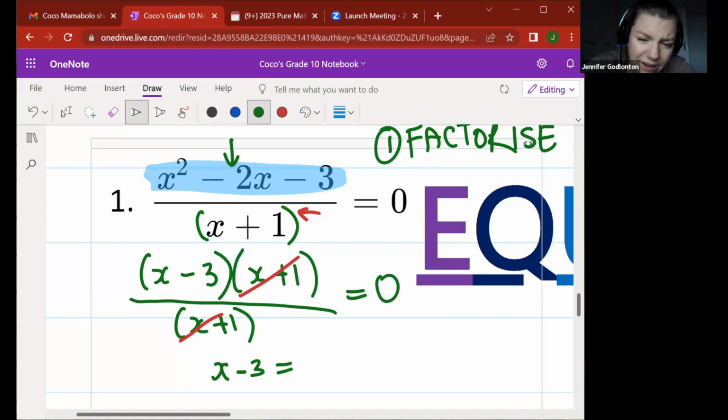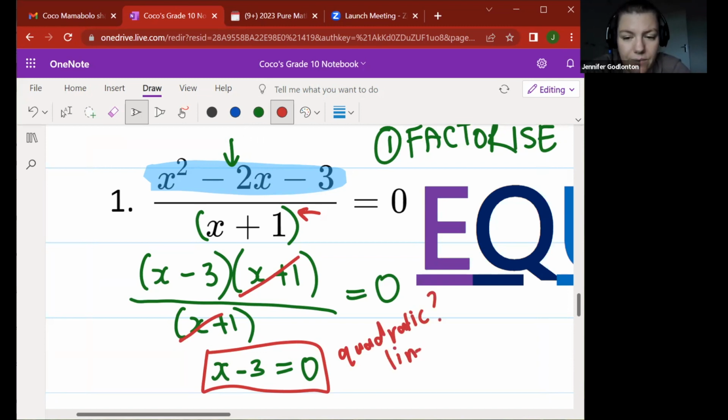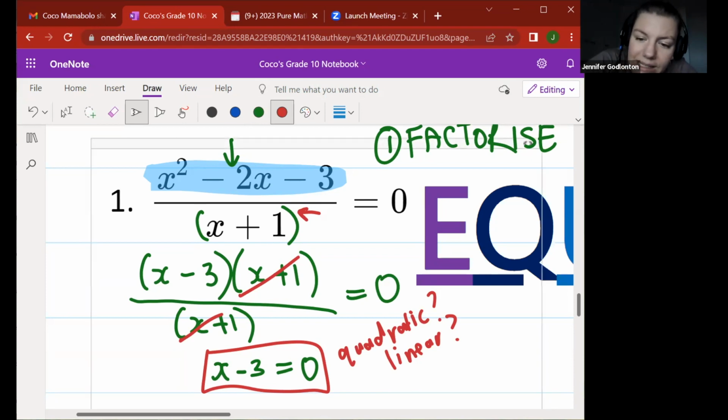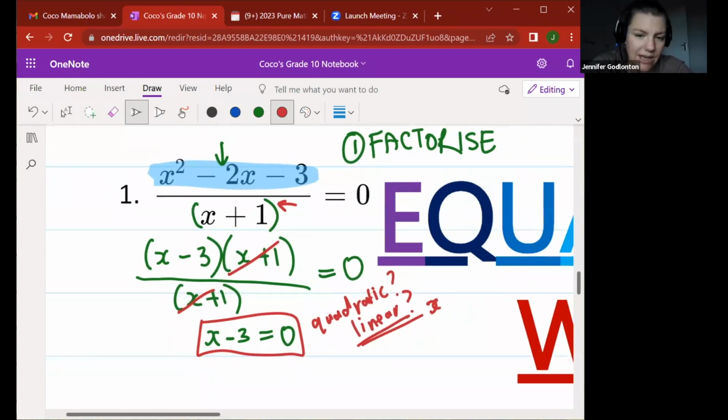Is x minus 3 equal to 0 quadratic or is it linear? Linear just means one answer. Quadratic means we'll have 2 answers. Beautiful, it is linear. And the reason it is linear is because it is just an x. It is not an x squared. Because it's linear, we are only going to have one answer. So we're just going to pop that 3 over to the other side and say x is equal to 3. And that would be our final answer.